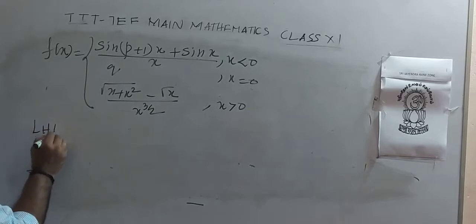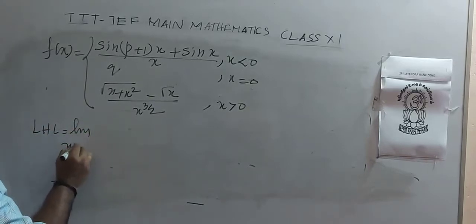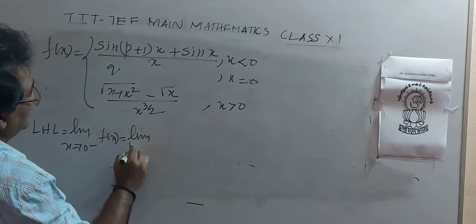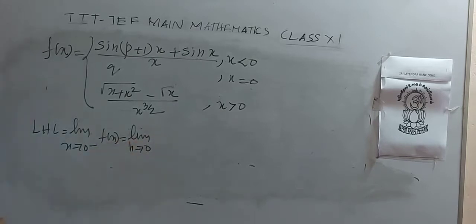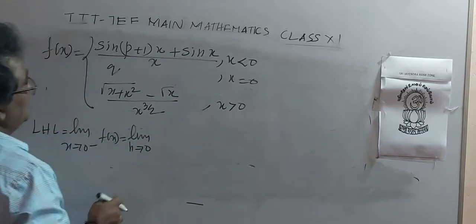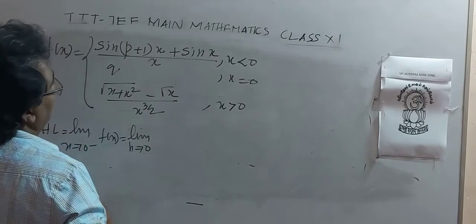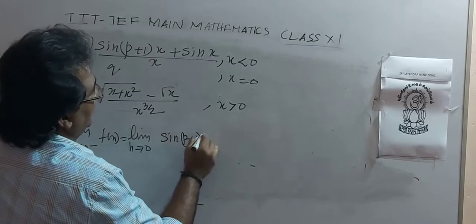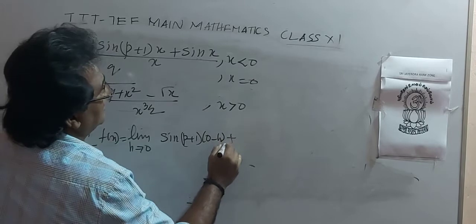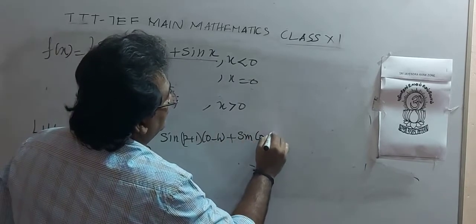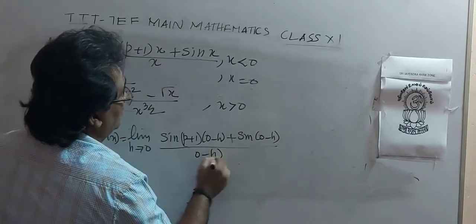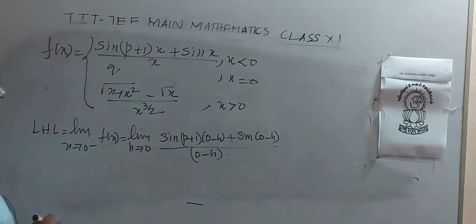First find left hand limit. x tends to 0 minus f of x, which is equal to limit h tends to 0. In place of x, we have to apply 0 minus h: sin of p plus 1 into 0 minus h, plus sin of 0 minus h, divided by 0 minus h.